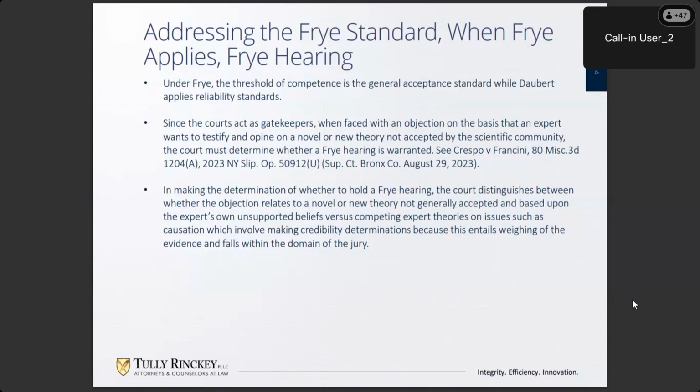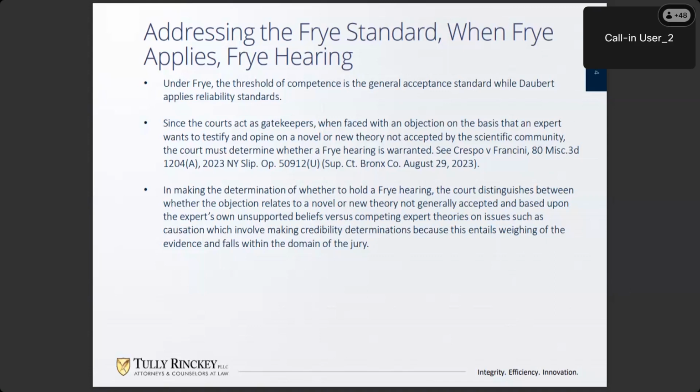The title of that is, we continue with Frye. Under Frye, the threshold of confidence is general acceptance, while Daubert applies the reliability standards set forth in Rule 702. And since the courts act as gatekeepers, the court must determine whether a Frye hearing is warranted when somebody objects on the basis that the expert wants to testify and opine on a novel or new theory, not accepted, they're claiming, by the scientific community.